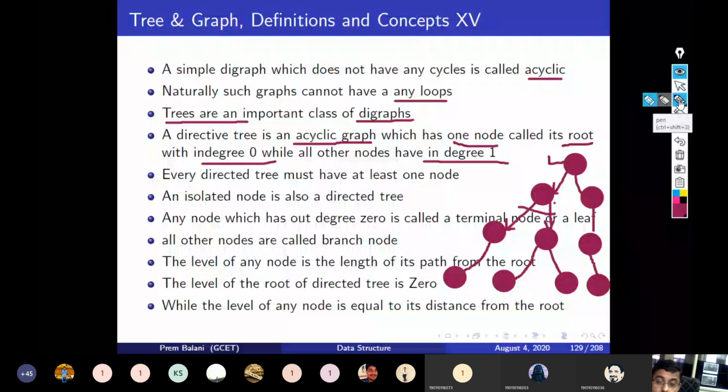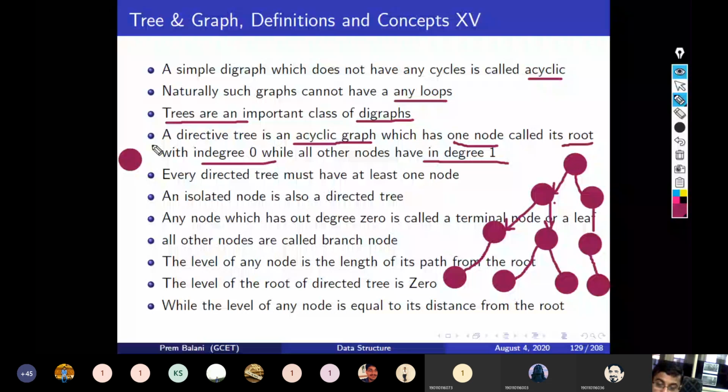Now, sorry, I should not have deleted this. Okay. Every directed tree must have at least one node, right? So if this one node is there, then you can consider it as a tree, right? So every directed tree must have at least one node, and an isolated node is also a directed tree, right? And any node which has out degree 0 is called the terminal node or a leaf.